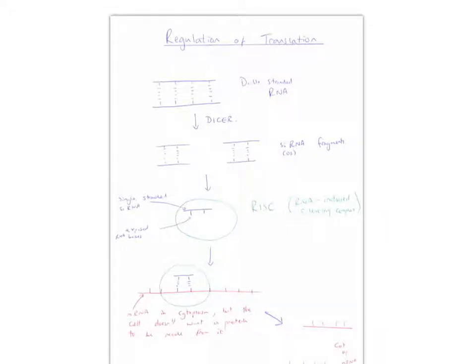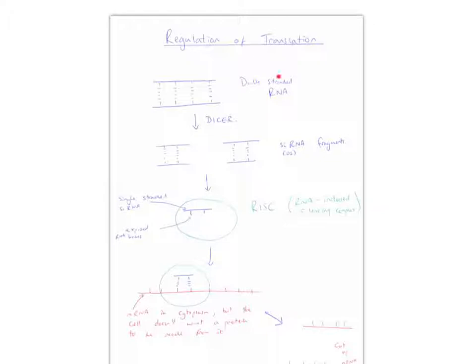So this is an overview of the regulation of translation using RNA interference, or RNAi. Ultimately, the aim is this: a piece of mRNA has been produced, but let's say the cell doesn't want that piece of mRNA to be translated into a protein. So it's already been transcribed, but it doesn't want to produce a protein, doesn't want it to reach a ribosome. So one way that a cell can regulate this and prevent it from happening is using RNA interference.